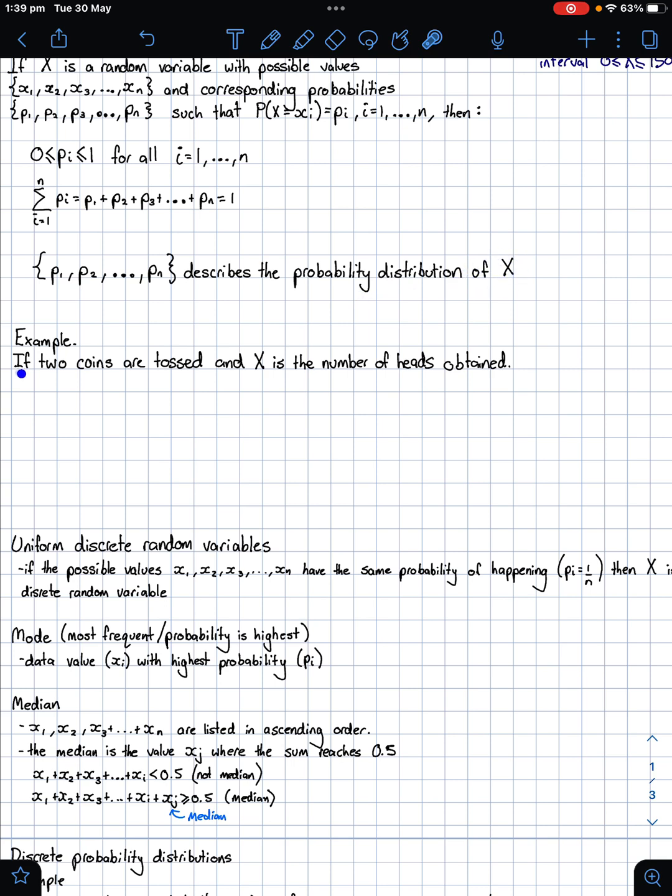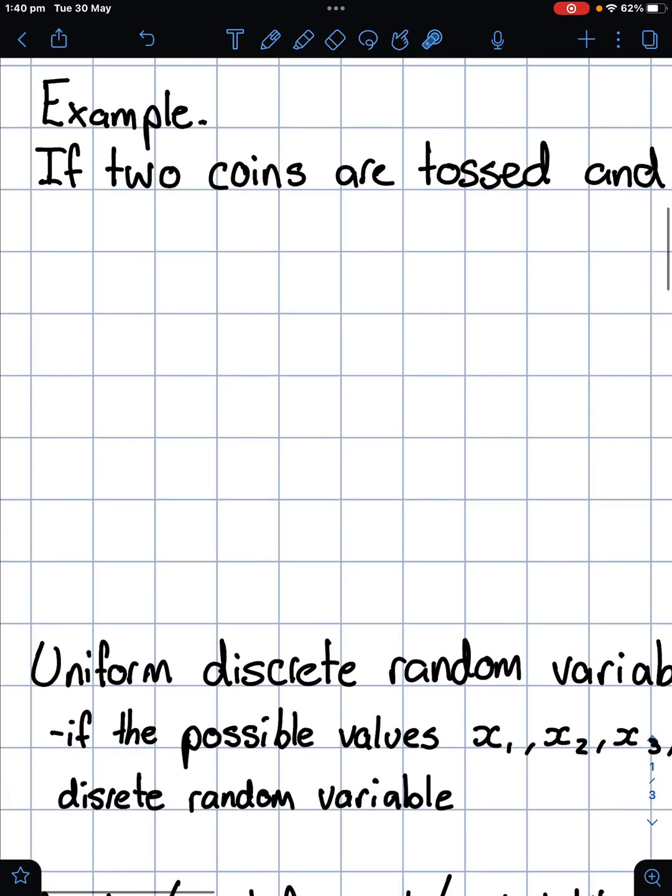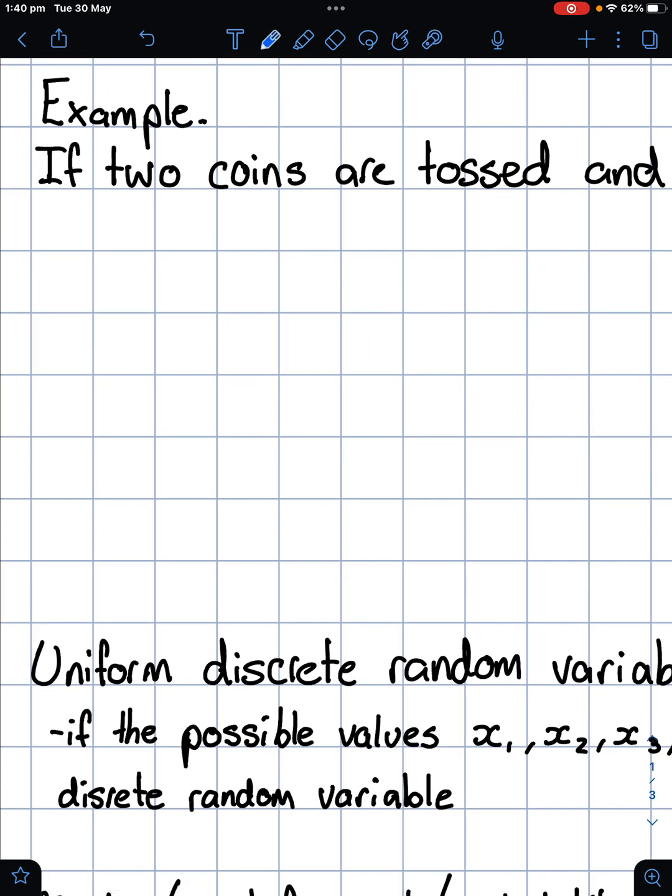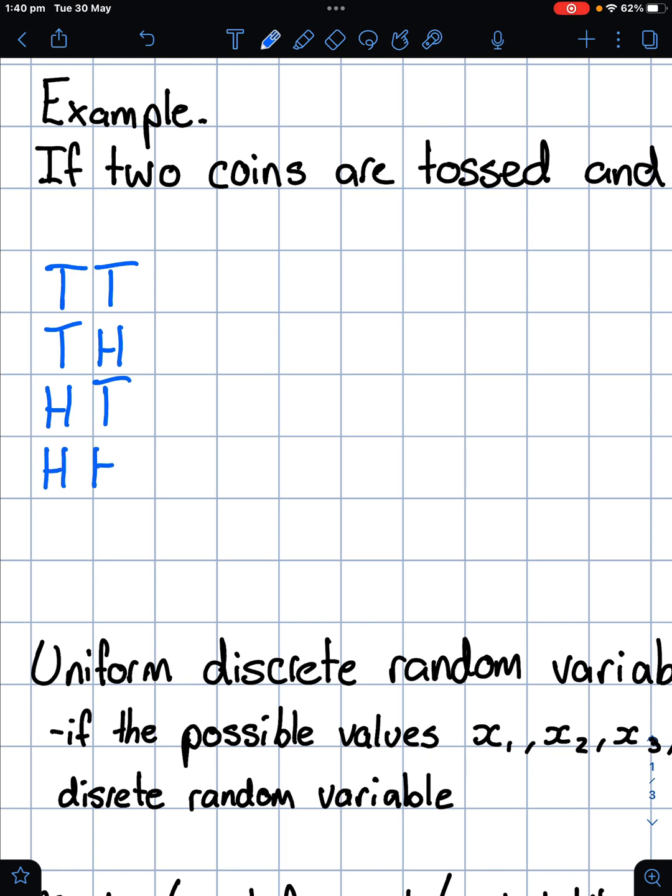So let's look at this. If two coins are tossed and X is the number of heads obtained, I picked this partly because it was in the textbook, but also we can build on what we've done. If you think about flipping a coin, you could get a tail and a tail. You could get a tail on the first coin and then a head. You could get a head and then a tail, or you could get two heads.